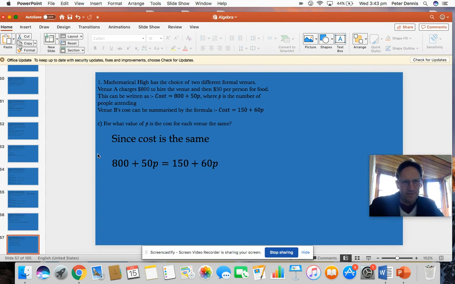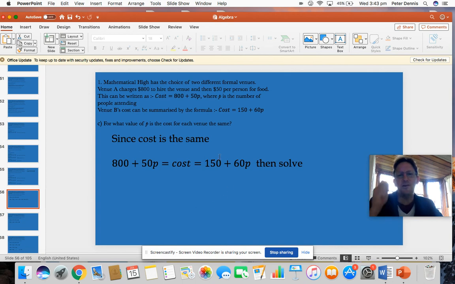And now what we've got is a fairly simple linear equation. We're going to take this 50p over, and it's going to become minus 50p, so 10p. Then we're going to get rid of this 150 by minusing 150, and we get 650 equals 10p. So p equals 65, just dividing by 10. It really is that first step there.